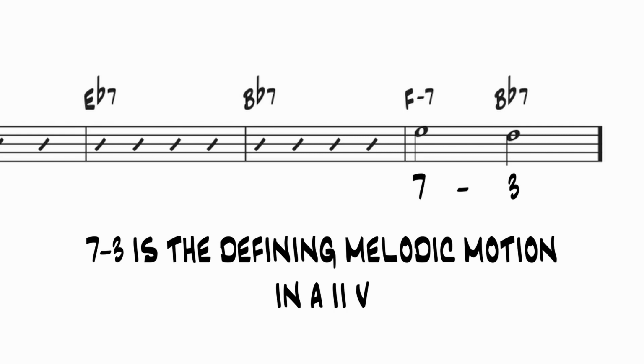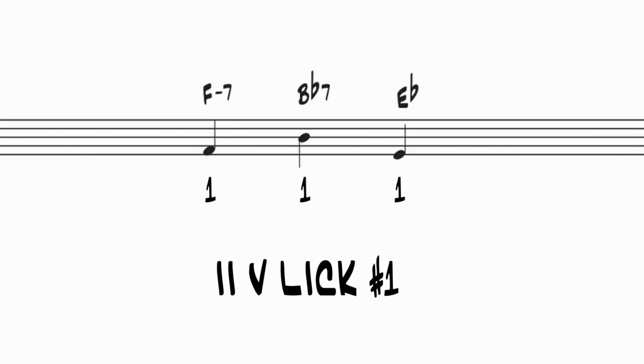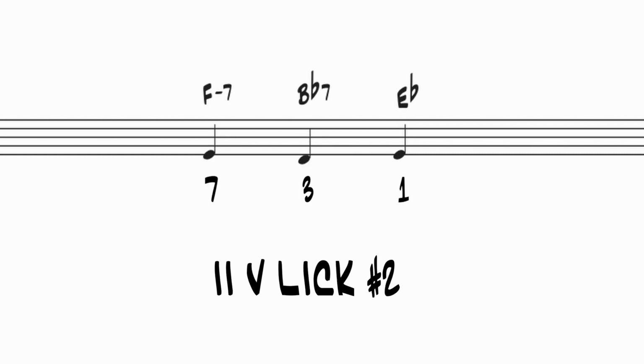The 7-3 movement is really the defining melodic motion in a 2-5, along with the root motion. If playing the root on each chord is the simplest melodic path through a 2-5-1, then 7-3-1 is the second simplest. Most of what we consider 2-5 licks will incorporate the 7-3 movement one way or another.